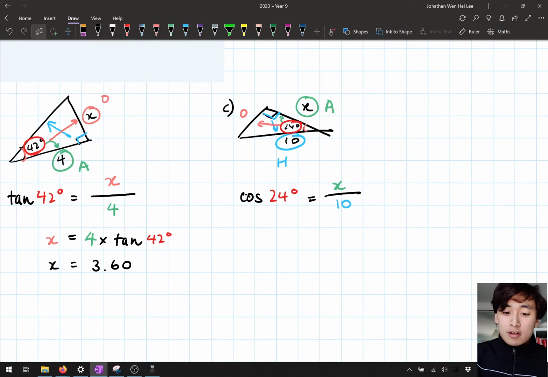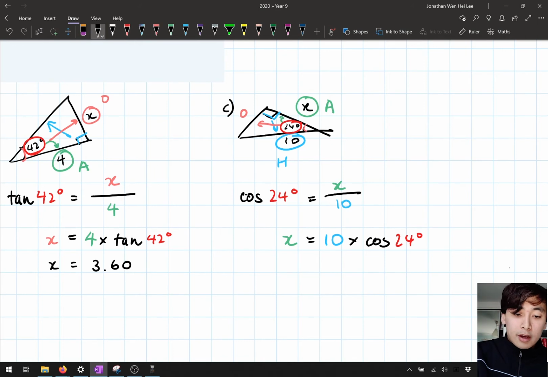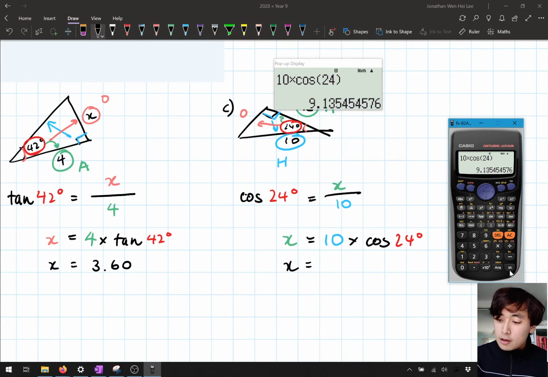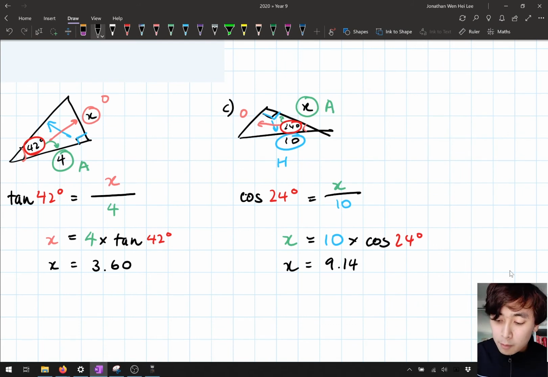Third step is I rearrange. I'm going to rearrange it for X. X is equal to, I'm getting rid of that over 10, so that's a division by 10, by multiplying. So here I'm going to have X equal to 10 times cos 24 degrees. Okay, let's put that in the calculator and get an answer. 10 times cos 24 gives 9.135. So when I round that to 2 decimal places, I get 9.14.